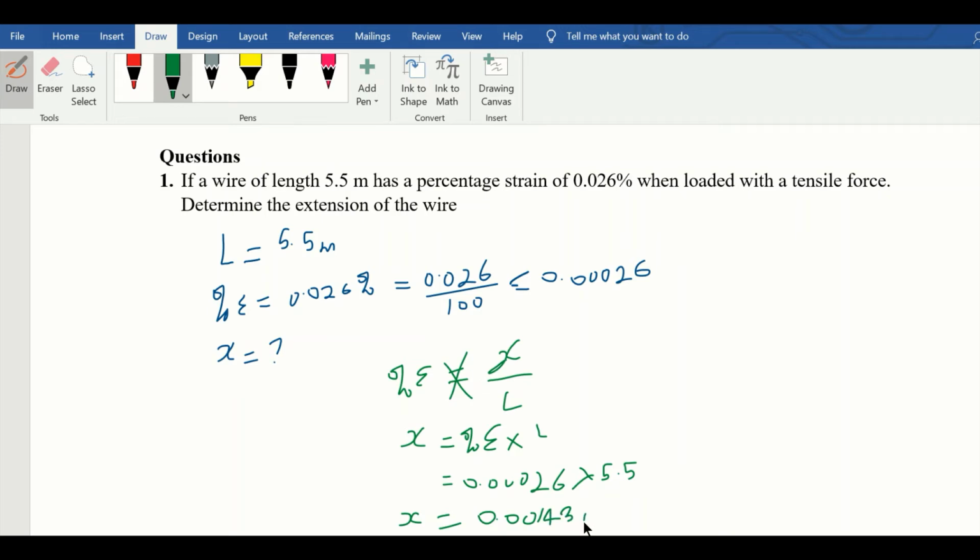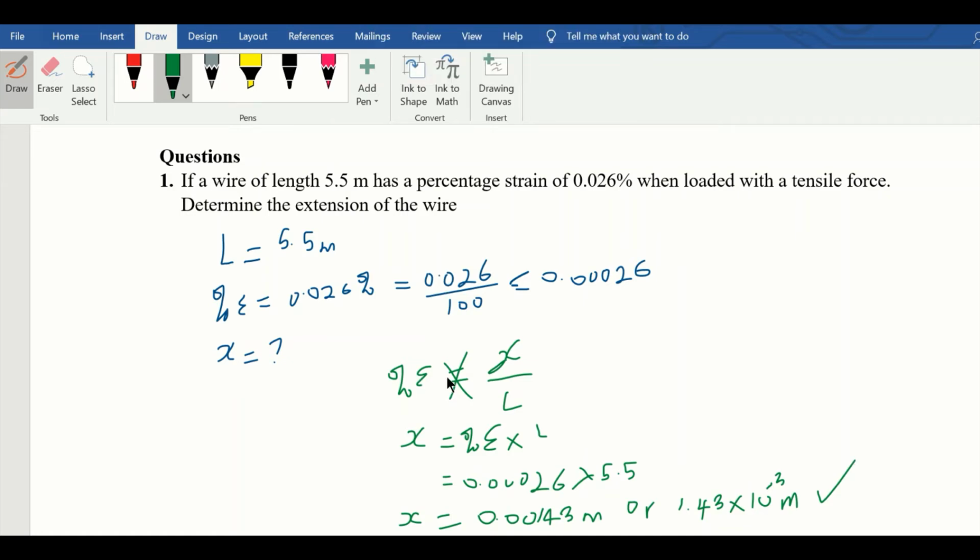0.00143 meters, or I can put it in standard form. It becomes 1.43 times 10 to the negative 3 meters. So that is my final answer.